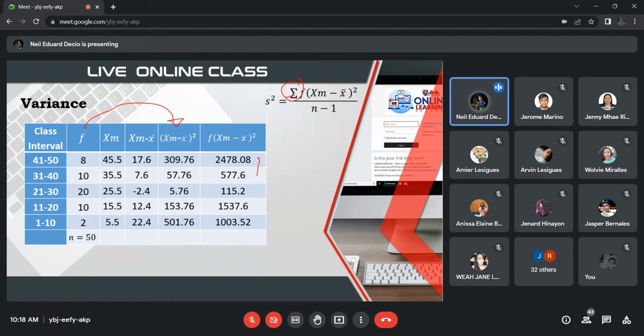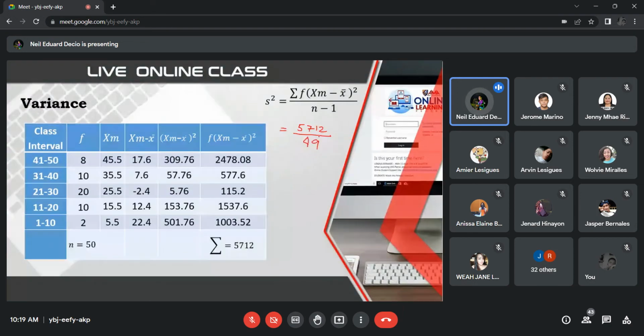Okay? So that is 2,478.08 plus 577 pababa. So yung sum natin would be 5,712. And of course, hindi pa yan yung sagot natin. That is just the numerator, di ba? So this is equal to 5,712 divided by n minus 1. And we know here that n is 50. That's the total frequency. We subtract that by 1. So this is divided by 49.